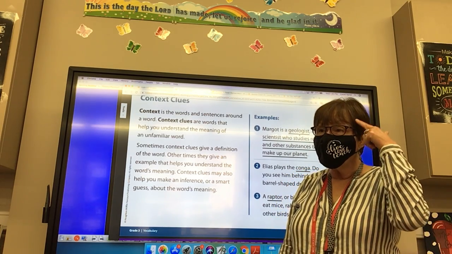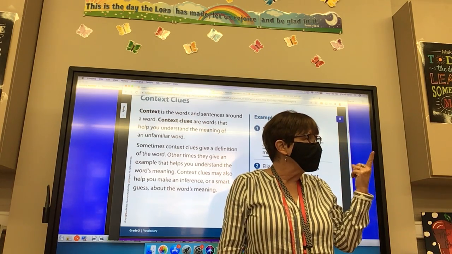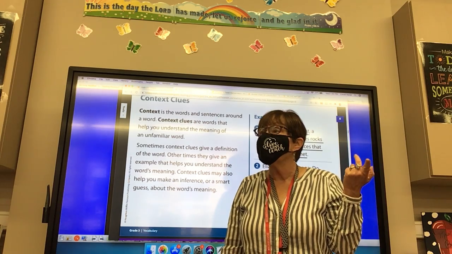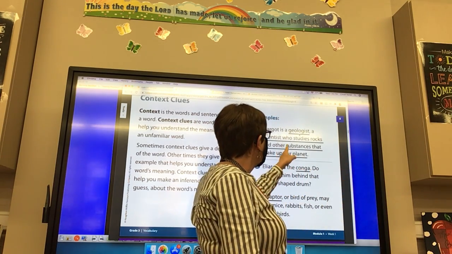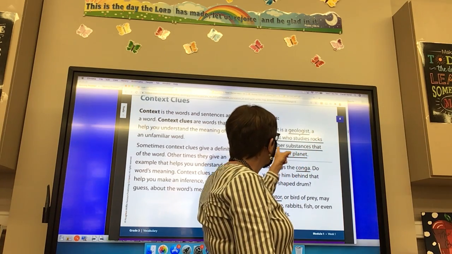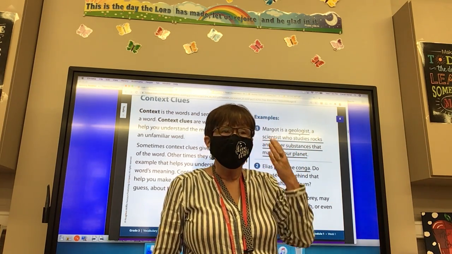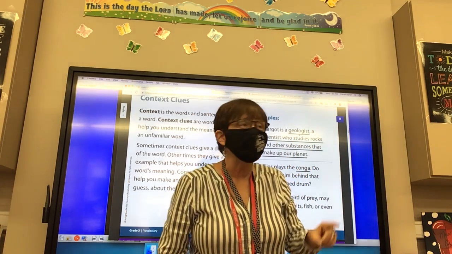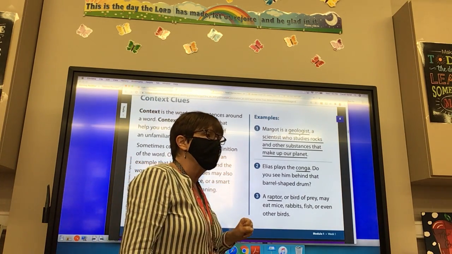So now I could put that in my head. I can think, I could file it. So next time I see the word geologist, I can think, oh, I saw that word before. I know that a geologist is someone who studies rocks and other substances that make up our planet. So that word can now be in my head and I can know what it is next time I see it. Now here is sentence number 2.